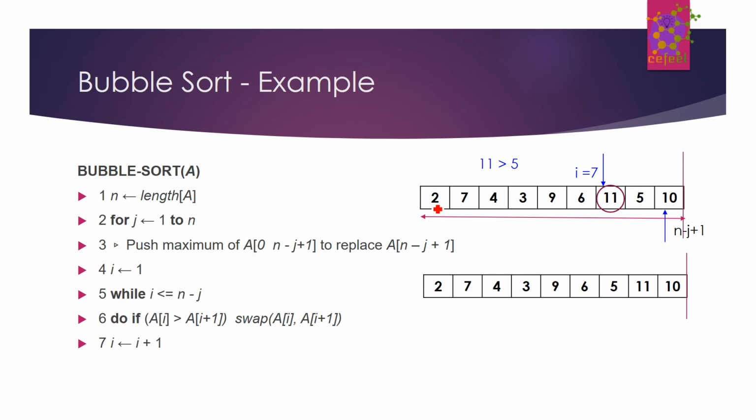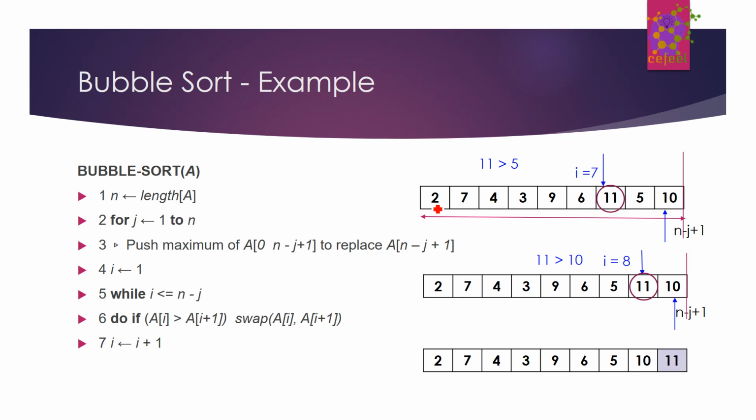Now notice what happens in this case. We go to step 7, and I gets incremented to 8. Now we go to step 5 again. I is less than or equal to n minus j, which means 8 is still less than or equal to 8. So we compare element 11 with its next element 10, ai with ai plus 1. 11 is greater than 10, so we again need to do a swap. We swap it, and now we have 11 at the end of the array.